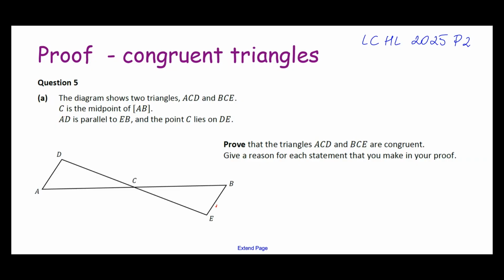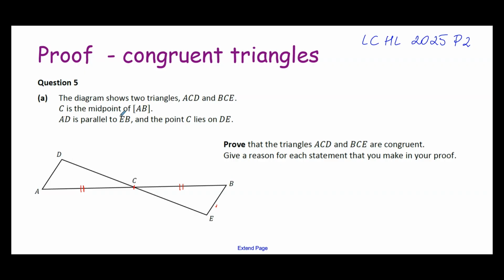Proof of congruent triangles. Congruent triangles means the same. The diagram shows two triangles, ACD and BCE. C is the midpoint of AB. Now, what it means, the midpoint is exactly in the middle. So that means that this side, AC, will be the same as the second side, CB.